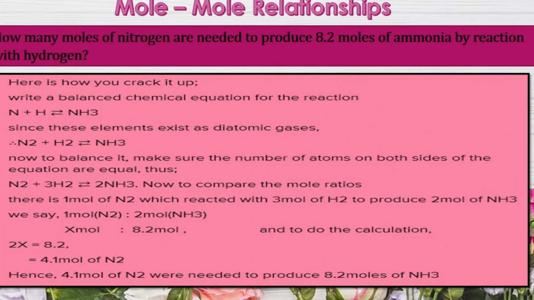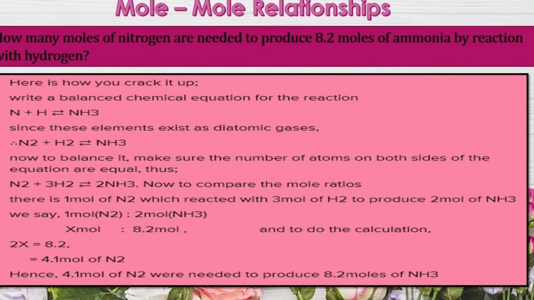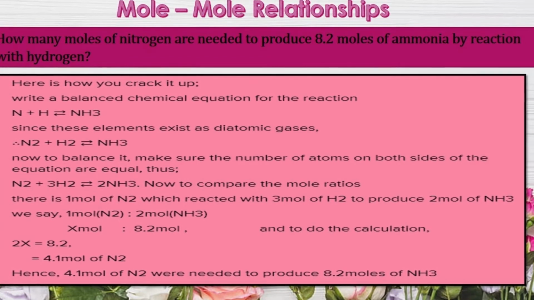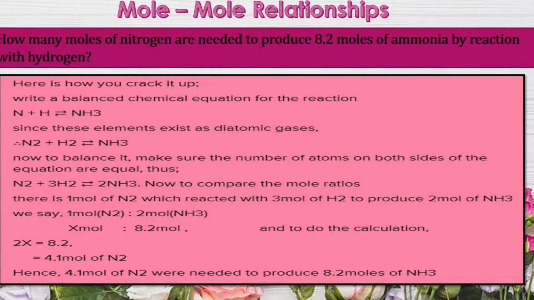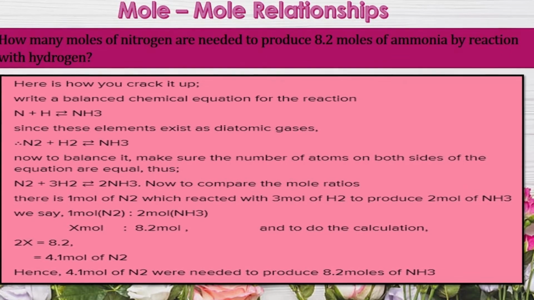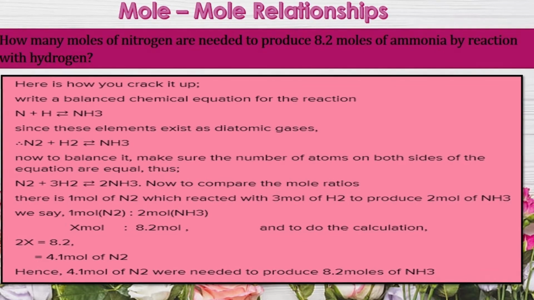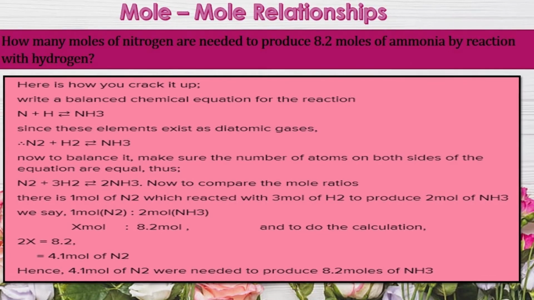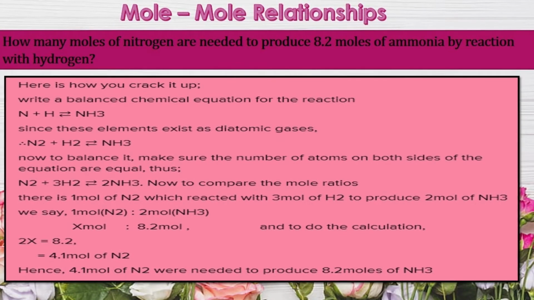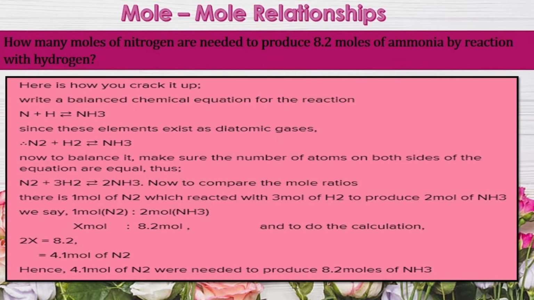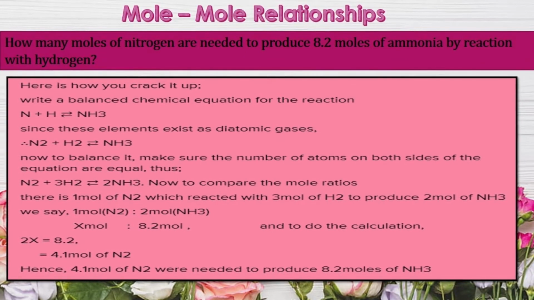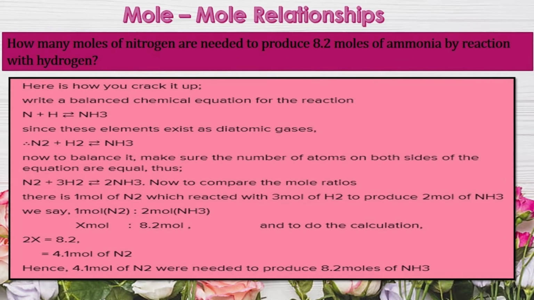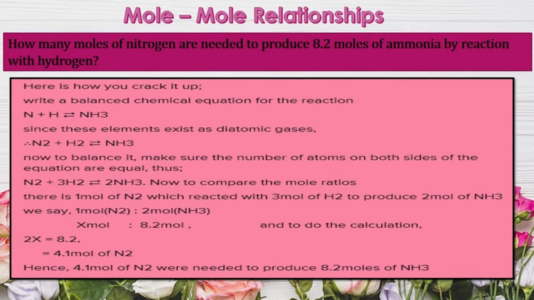Now let us discuss the mole to mole relationship. Let us understand this concept with the help of an example. You are going to calculate how many moles of nitrogen are required to produce 8.2 moles of ammonia by reaction with hydrogen. The first step to find the stoichiometric relationship is to write the balanced chemical equation. So here the balanced chemical equation will be 1 mole of nitrogen will react with 3 moles of hydrogen to produce 2 moles of ammonia.